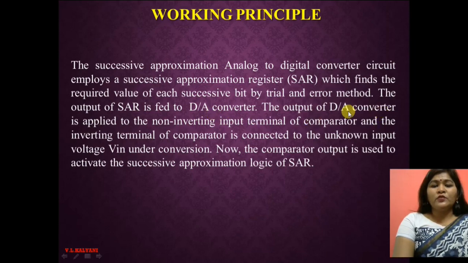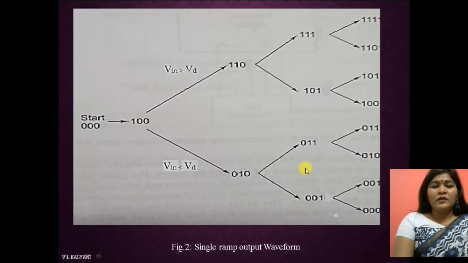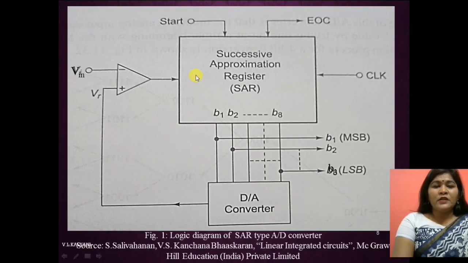The output of the digital to analog converter is applied to the non-inverting input terminal of the comparator, and the inverting terminal of the comparator is connected to the unknown input voltage Vin under conversion. Now the comparator output is used to activate the successive approximation logic of SAR. So this is the basic working principle, and as you can see in this diagram, this is the comparator with its terminals. This is the non-inverting terminal and this is the inverting terminal, and this is the Vin voltage that is applied to the inverting terminal. And then this is the SAR.